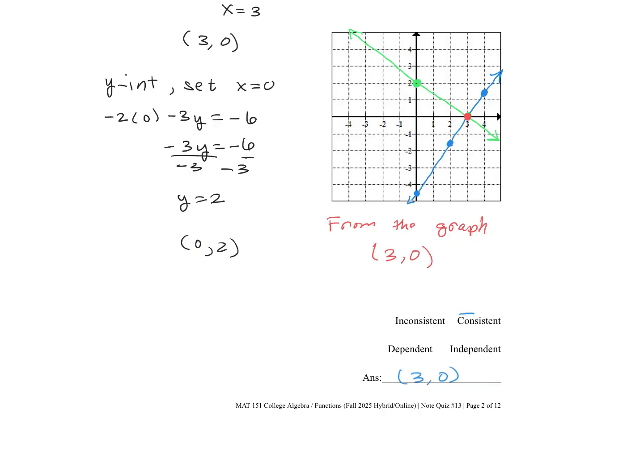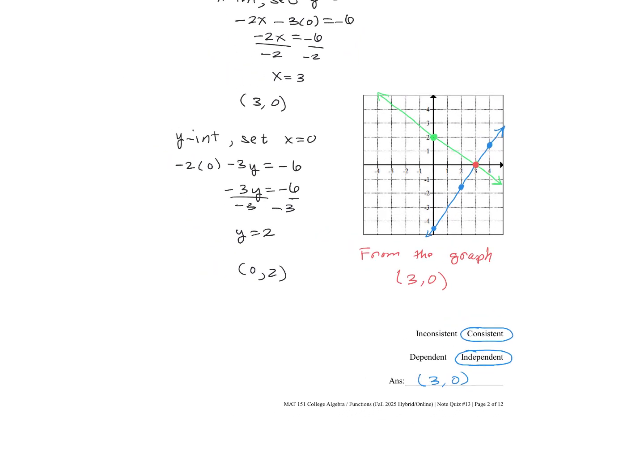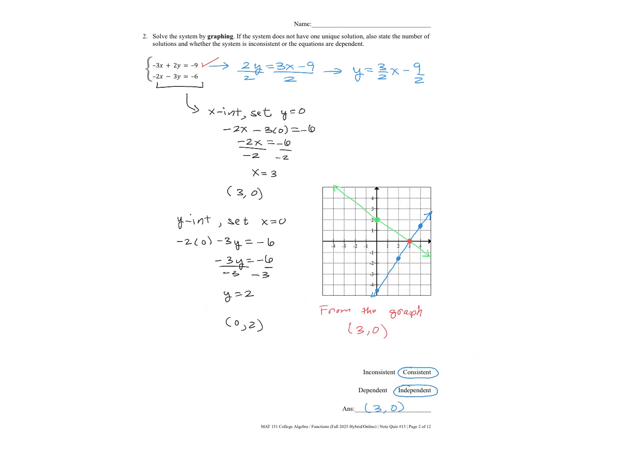Because we have a solution, we say it's consistent. And because there's only one solution, it is independent. So that is how we find a solution from graphing lines.